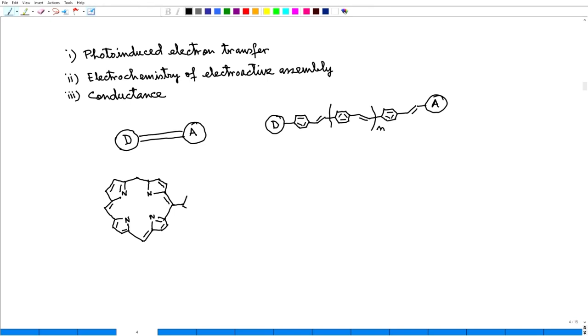I have to make the other side also. This I made electroactive, not photoinduced. Zinc is bound inside the porphyrin ring.